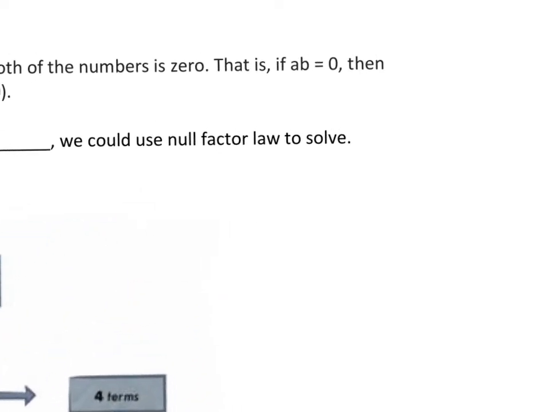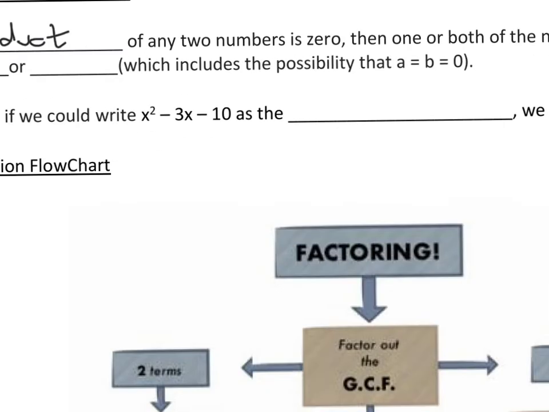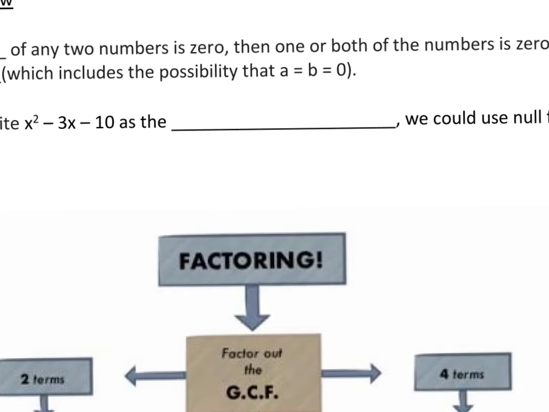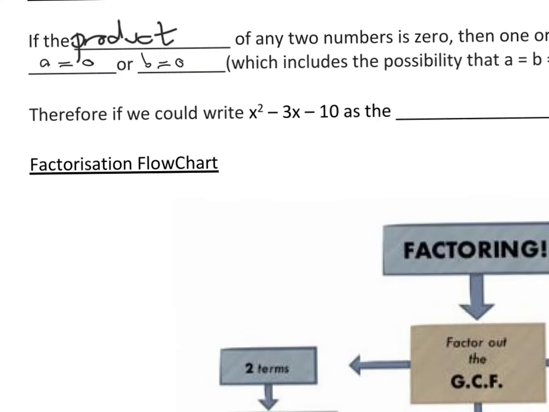So if we've got ab equals 0, and we've got two letters next to each other, or two variables next to each other, that means multiply. So if a times b equals 0, then by the Null Factor Law, a equals 0, or b equals 0, or they both equal 0. Okay? So that's the Null Factor Law, including the possibility that both equal 0.